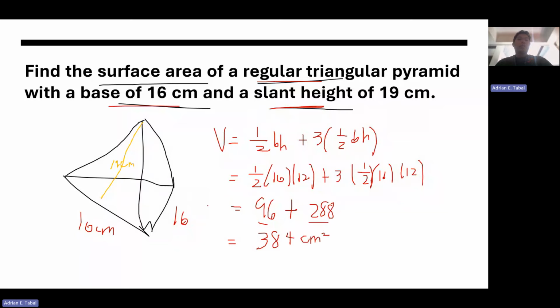So, sir, can we use 4 base times height or 2BH? For the surface area of the regular triangular pyramid you can use that. But if the question says, what is the lateral area? This is our lateral area, 288. What is the base area? Base area is 96. So I think that is everything for today.